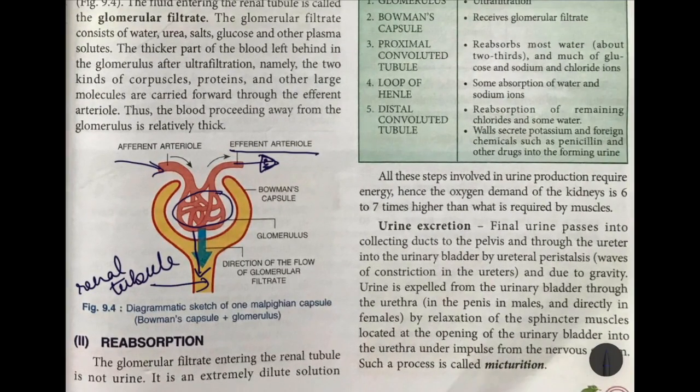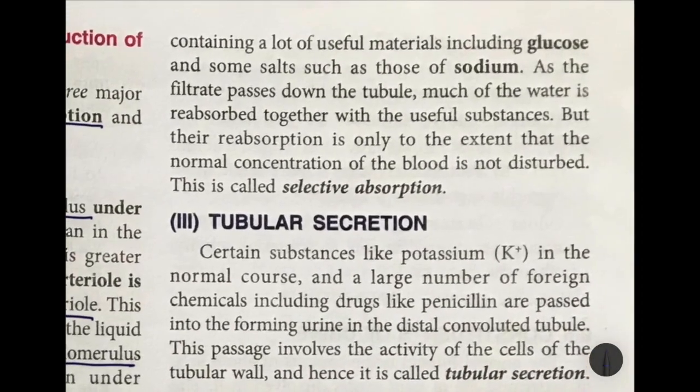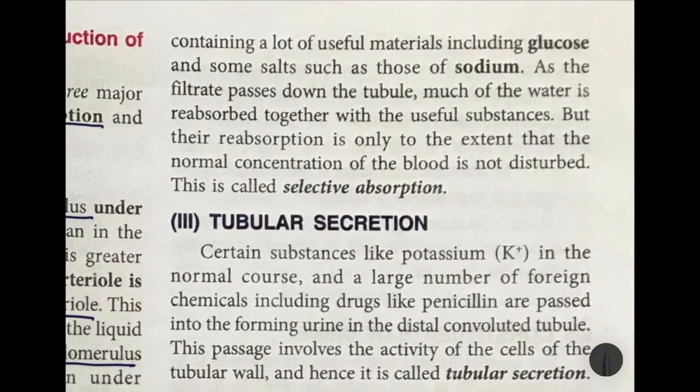Now, as it flows through the renal tubule, first it will pass through the proximal convoluted tubule, if you remember. Then you have the loop of Henle. Then you have the distal convoluted tubule. The glomerular filtrate which enters the renal tubule in the beginning is not urine. It is a very, very dilute solution made up of many useful materials like glucose, some salts, amino acids. Now as this filtrate passes down the tubule, much of the water is reabsorbed together with the useful substances.